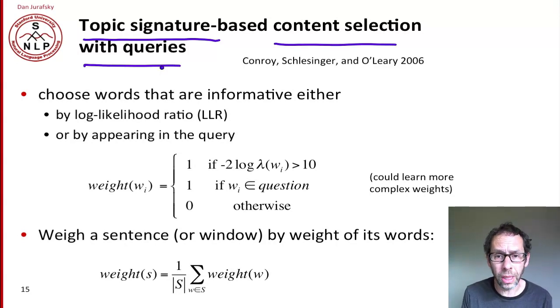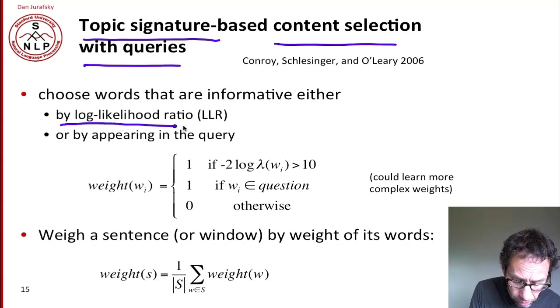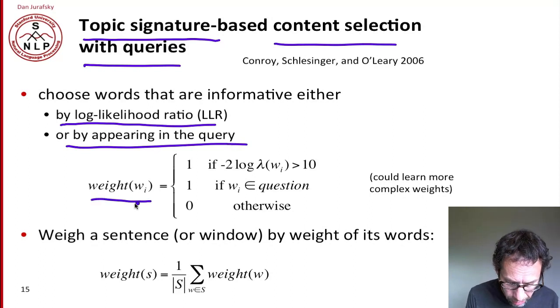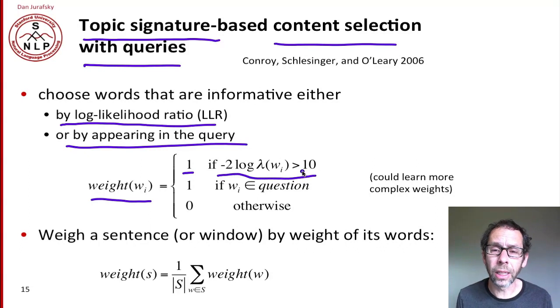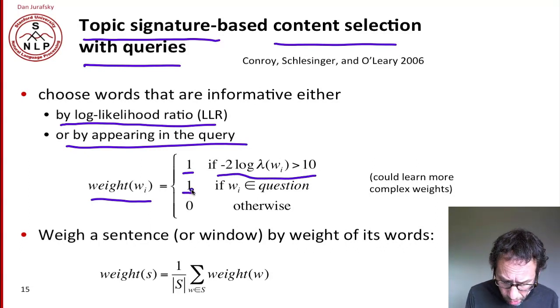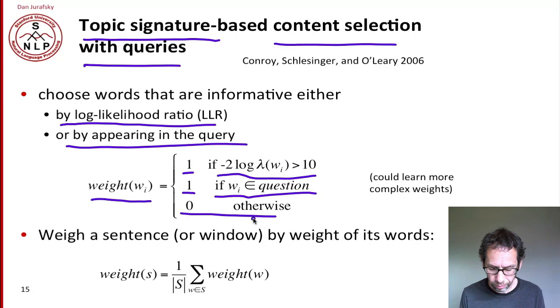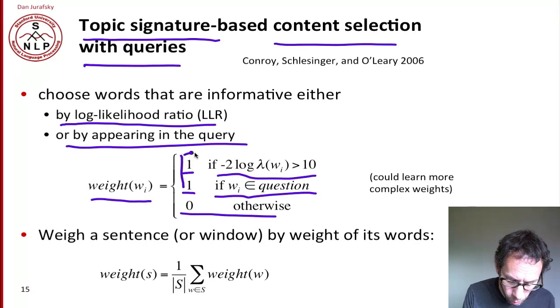All right, and so we're going to modify the algorithm very slightly. We're going to choose words that are informative either by log likelihood ratio or words that happen to appear in the query. So we're going to weight every word in a document. We're going to give it a weight of 1 if it meets the log likelihood threshold. It passes the threshold of about 10. We're going to give it a weight of 1 also if that word happens to appear in the query or question, and otherwise we're going to give the word a weight of 0.